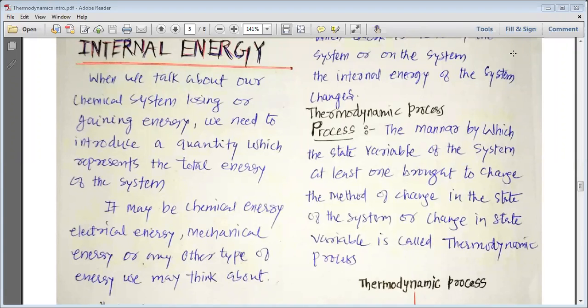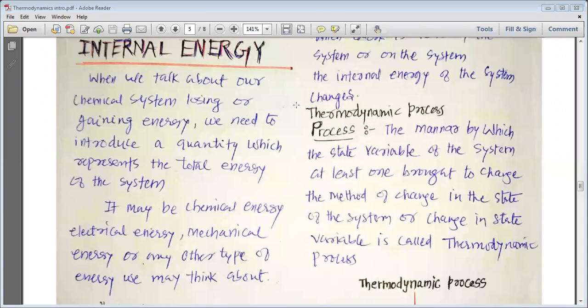Thermodynamic process. Okay, then, dear students, yesterday we studied the internal energy. Internal energy is the sum of the various types of energy possible for a system. So when we make the sum of all kinds of energy, we get the internal energy. Internal energy generally depends upon the temperature. So when temperature changes, internal energy changes.